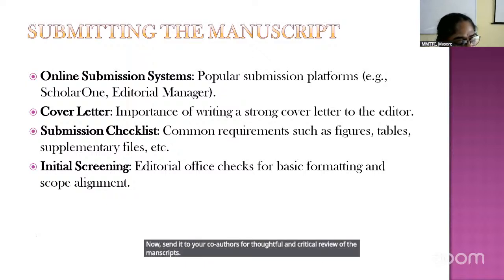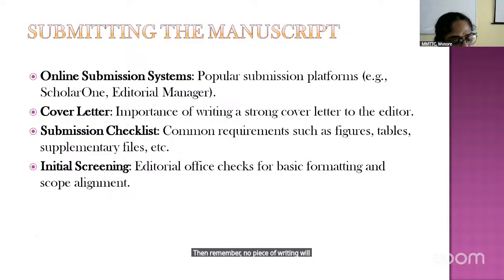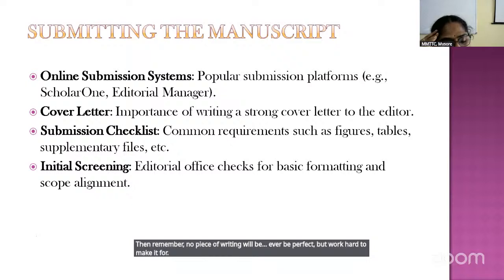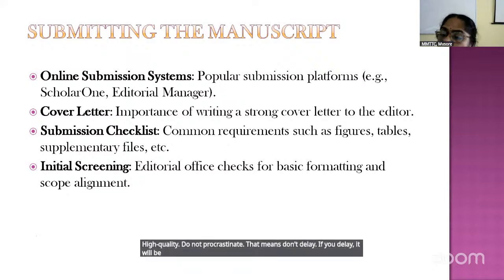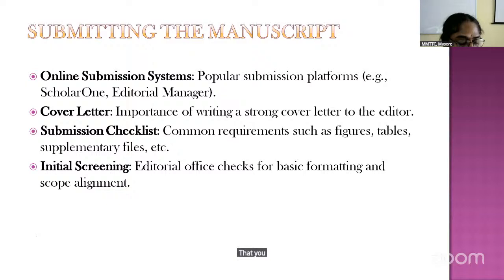Then remember, no piece of writing will ever be perfect, but work hard to make it high quality. Do not procrastinate. That means don't delay. If you delay, it will be over-polished, reviewing again and again. That you should not do. Then you go for publication. Next.